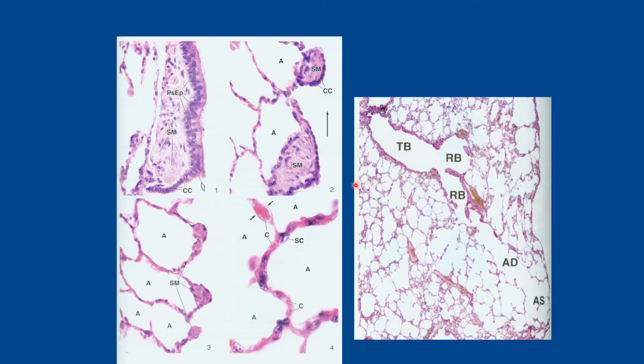Here also one can see the alveoli part of the respiratory bronchiole because the alveoli are opening into it. Terminal bronchiole, respiratory bronchiole, alveolar duct, and the air sacs are here.